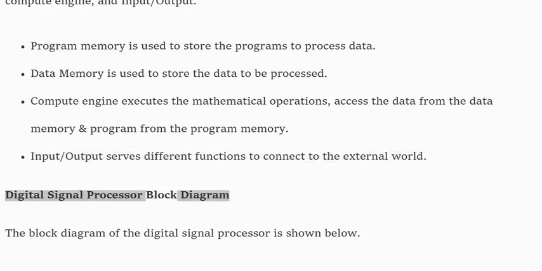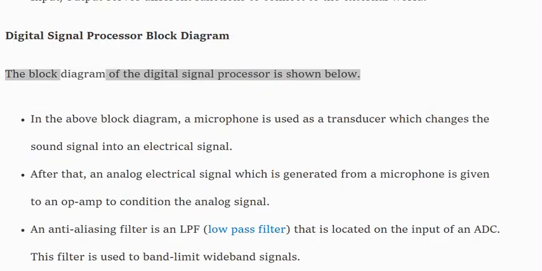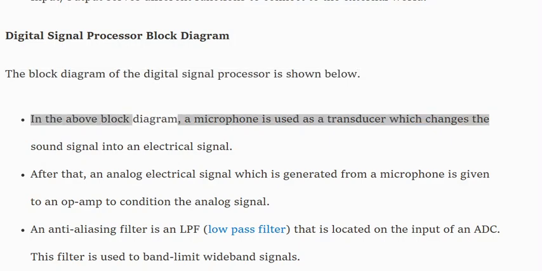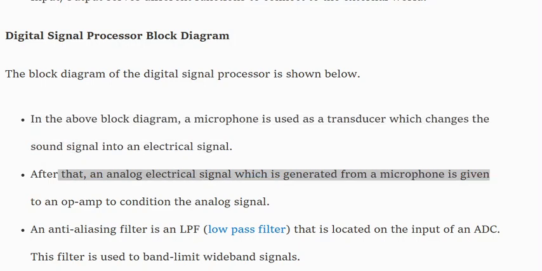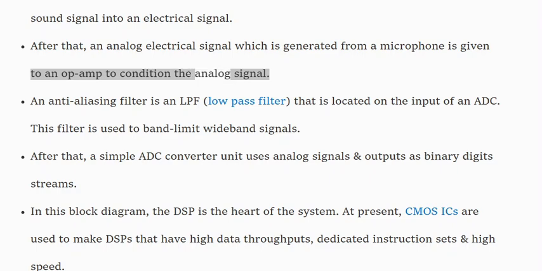Digital signal processor block diagram. The block diagram of the digital signal processor is shown below. In the above block diagram, a microphone is used as a transducer which changes the sound signal into an electrical signal. After that, the analog electrical signal generated from the microphone is given to an op-amp to condition the analog signal. An anti-aliasing filter is an LPF (low-pass filter) that is located on the input of an ADC. This filter is used to band-limit wideband signals.